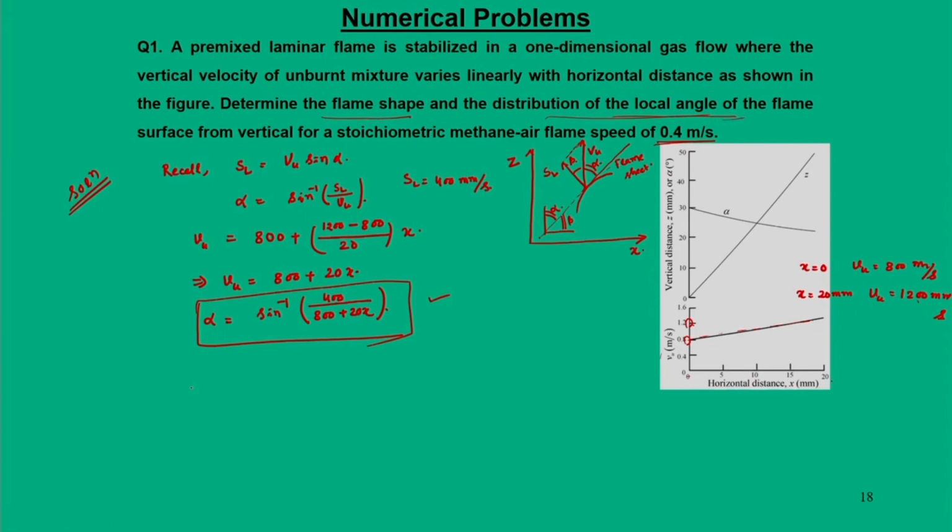To find the flame shape, we need to find z versus x. So, from this figure we can find dz by dx. So, dz by dx we can write as tan beta. By this trigonometric analysis we can say it is the square root of Bu, which is a function of x, squared minus SL squared, divided by SL squared.